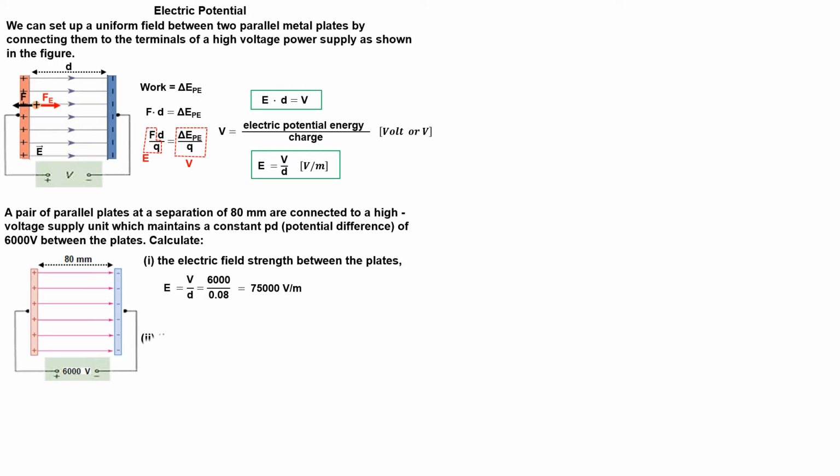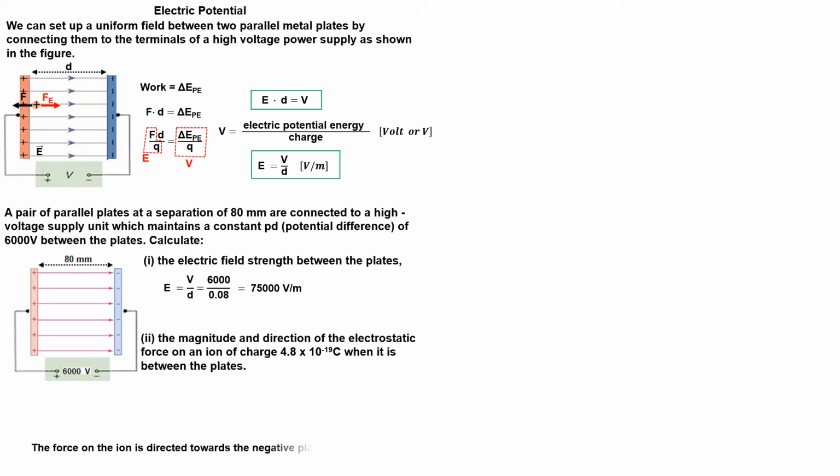Calculate the magnitude and direction of the electrostatic force on an ion of charge 4.8 times 10 to the power of minus 19 coulombs when it's between the plates. The force on the ion is directed towards the negative plate. To calculate the magnitude of the electric force, use the equation and perform the calculations.